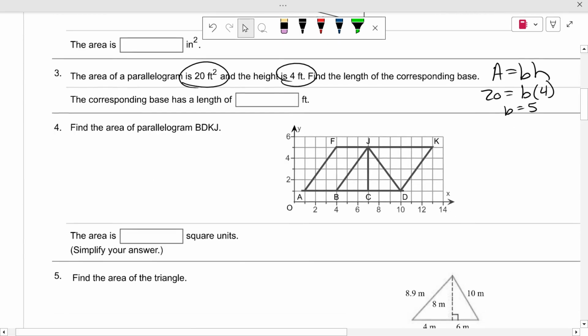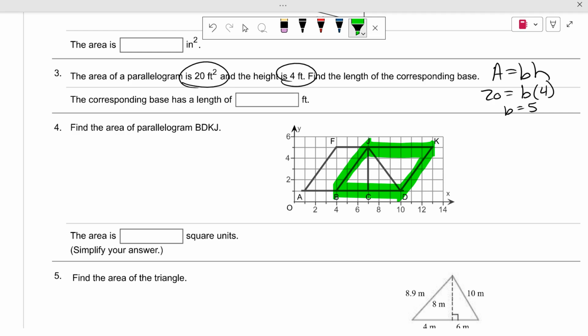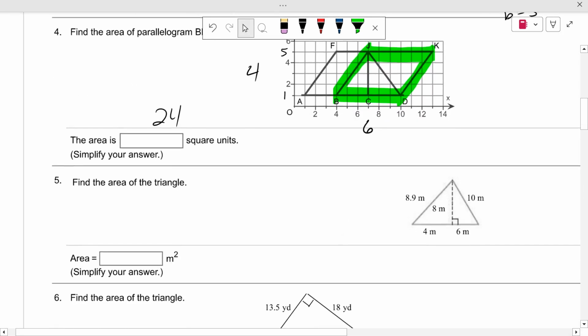Okay, find the area of the parallelogram. This one right here. Well, what's the length of the base from 4 to 10? 6. What's the height? 1, 2, 3, 4, 5. So the height is 4. Okay. From 1 to 5 is 4. So 4 times 6 is 24, because you just take the base times the height. For a triangle, it's 1/2 the base times the height.